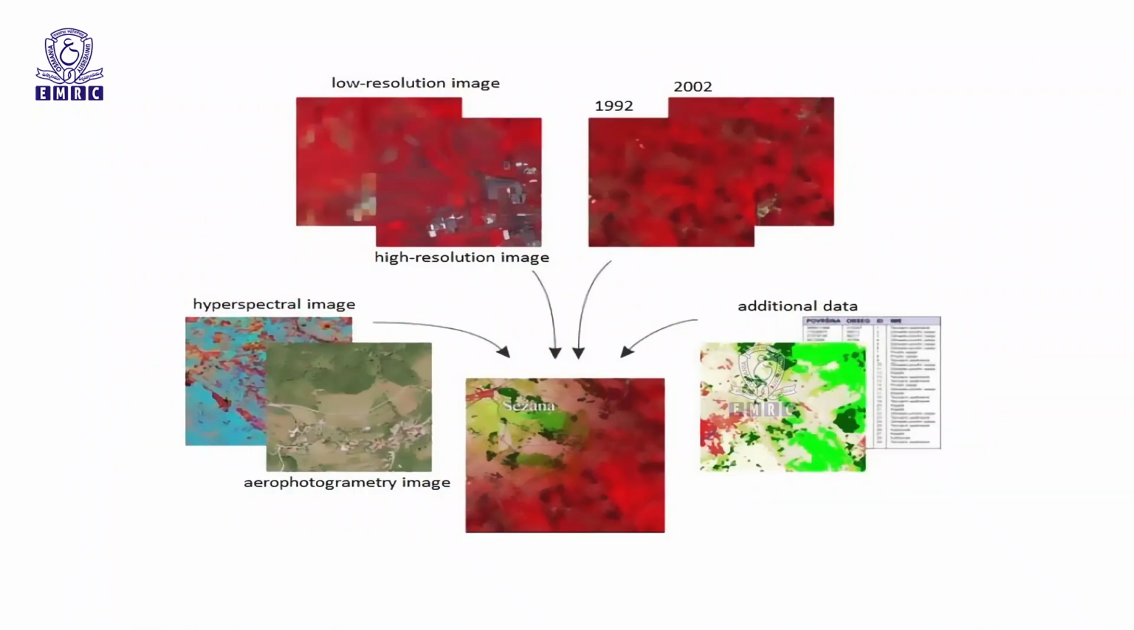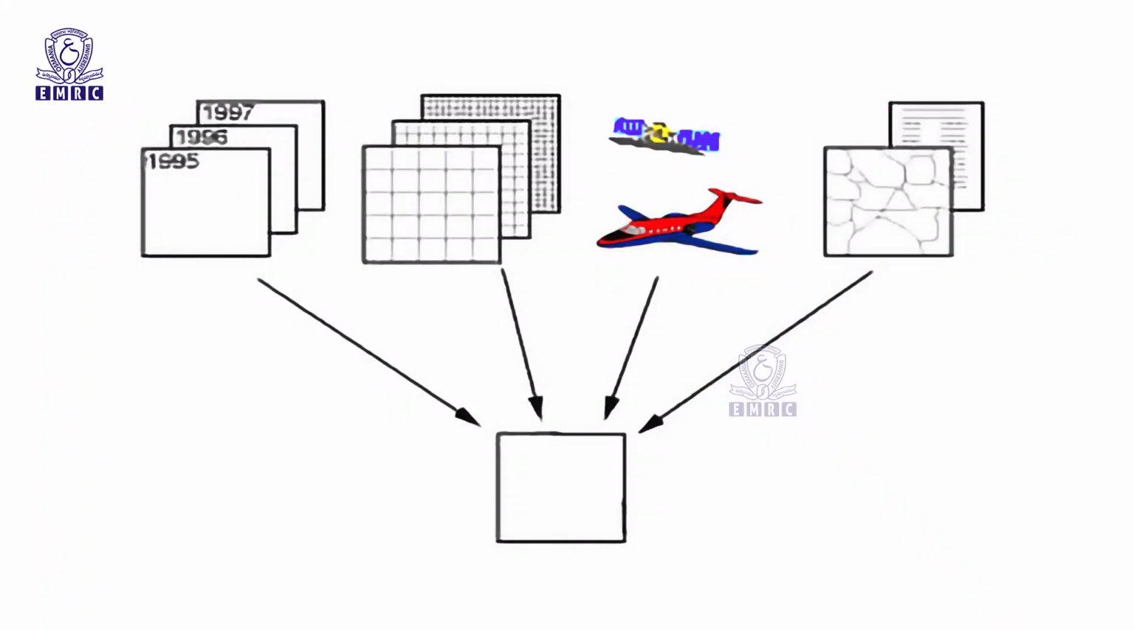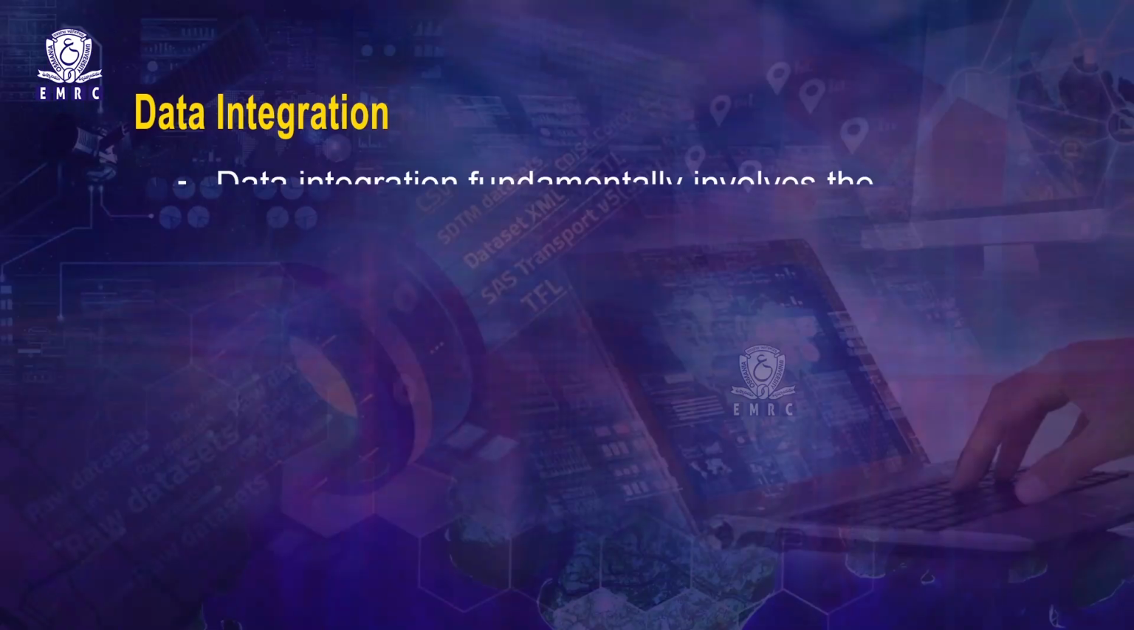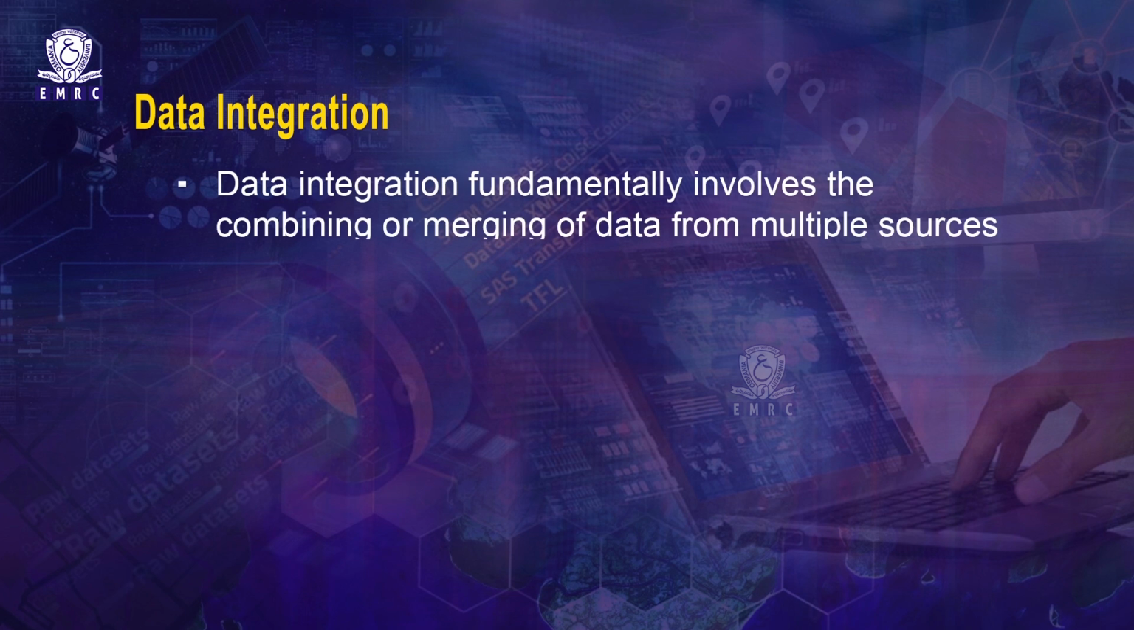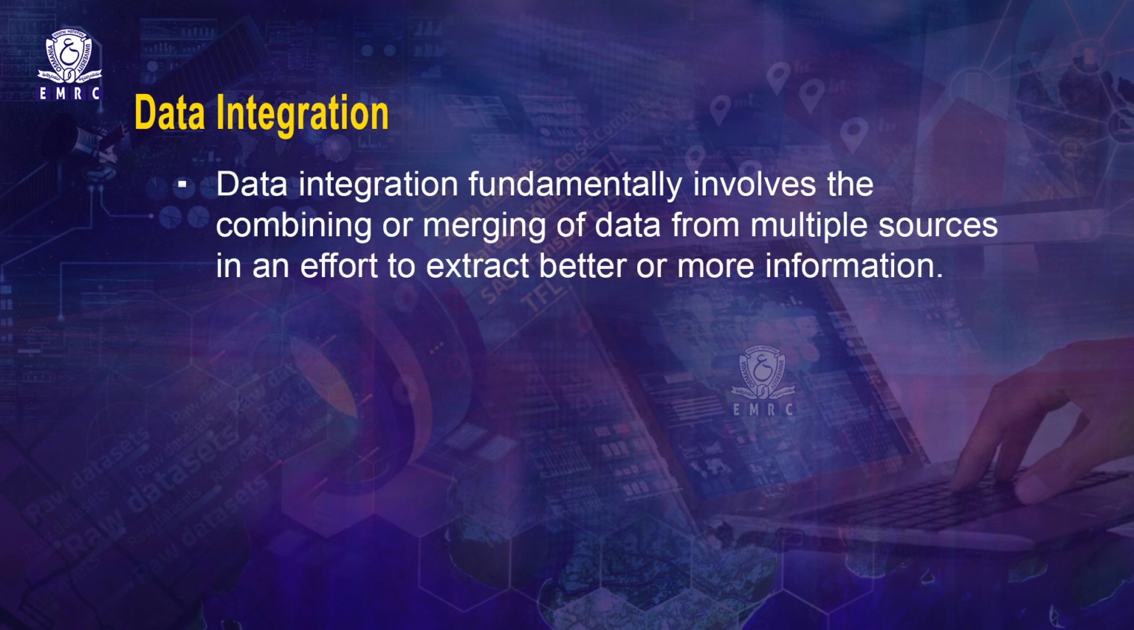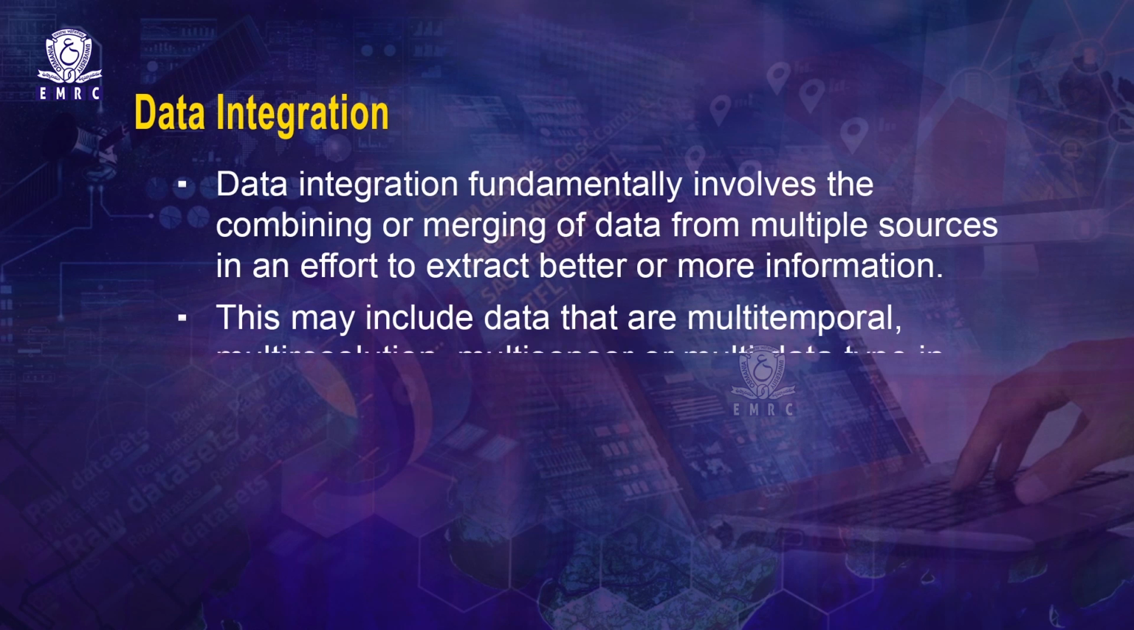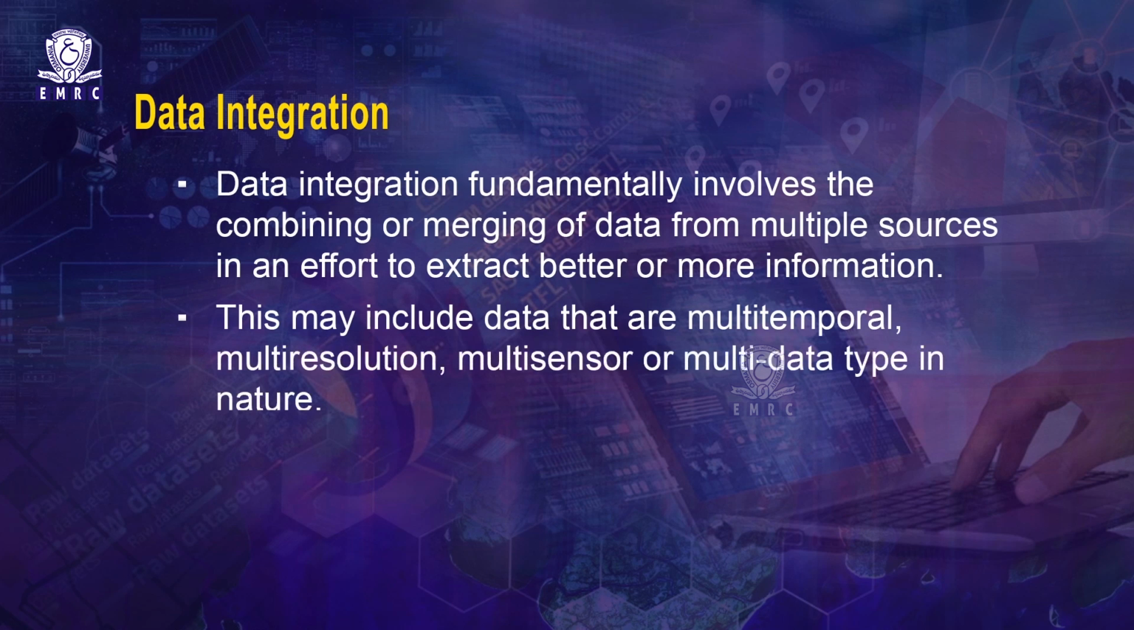Data integration. In the early days of analog remote sensing, when the only remote sensing data source was aerial photography, the capability for integration of data from different sources was limited. Today, with most data available in digital format from a wide array of sensors, data integration is a common method used for interpretation and analysis. Data integration fundamentally involves combining or merging data from multiple sources in an effort to extract better or more information. This may include data that are multi-temporal, multi-resolution, multi-sensor or multi-data type in nature.